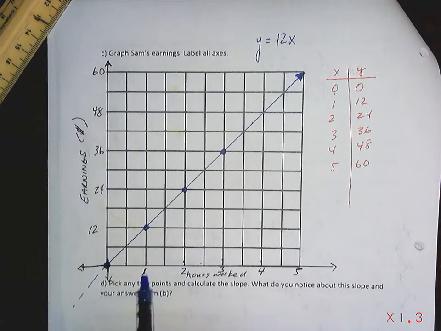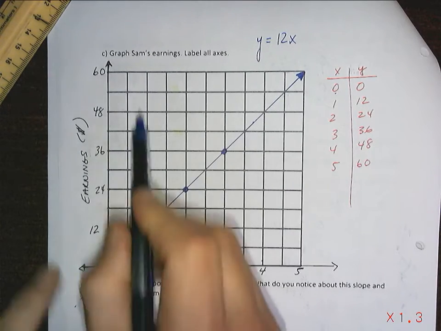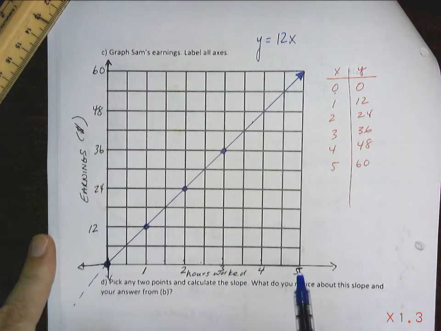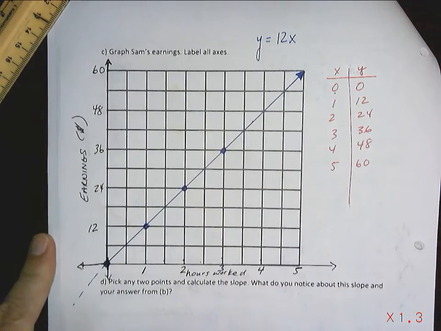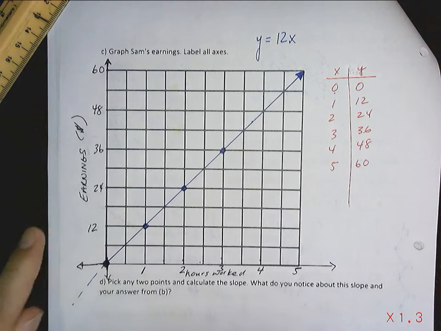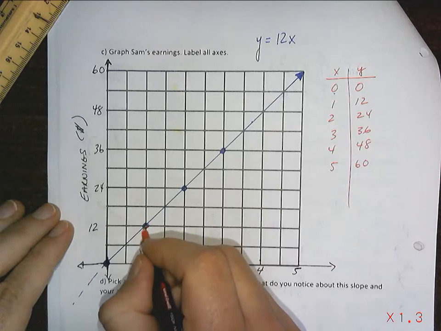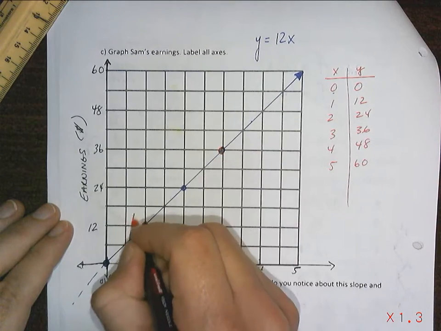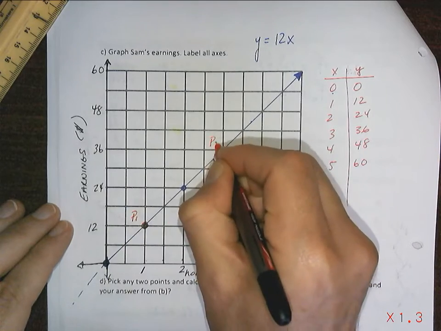If he works 1 hour, he gets $12. If he works 2 hours, he gets $24. If his paycheck is $60, he worked 5 hours. So we can work backwards and forwards from this. Pick any 2 points and calculate the slope. What do you notice about this answer from answer B? Well, we can pick any 2 points. Let's pick this point and this point to calculate the slope. Let's call this point 1, and let's call this point 2.